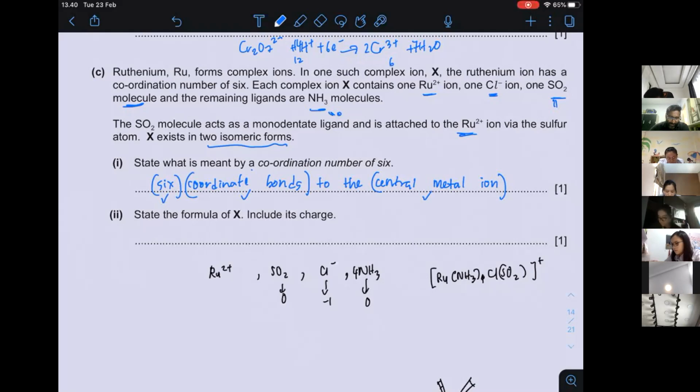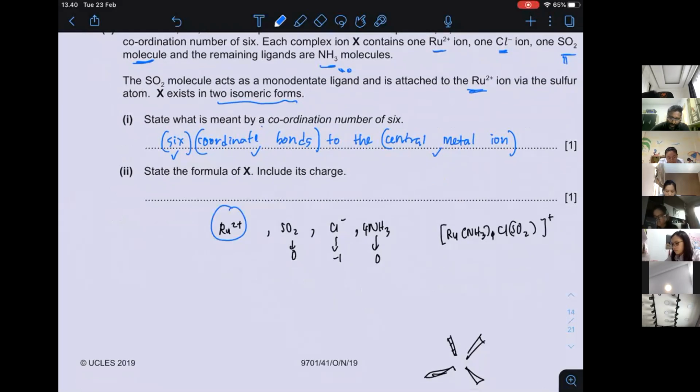Now state the formula of X, include its charge. So we need to state the formula of X and include the charge. So here I have Ru2+, and then you have 1 molecule over here, another 1 molecule over here, and then 4 molecules of ammonia. So when I write down, it will be Ru, then I have SO2, so I put SO2. And then I have Cl minus, so no need to put the minus, just put 1 Cl, and then ammonia, NH3 is going to be 4, then you put a bracket.